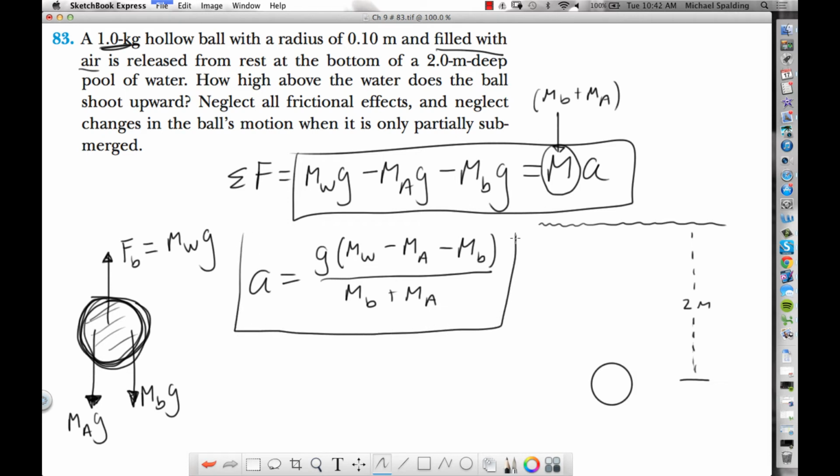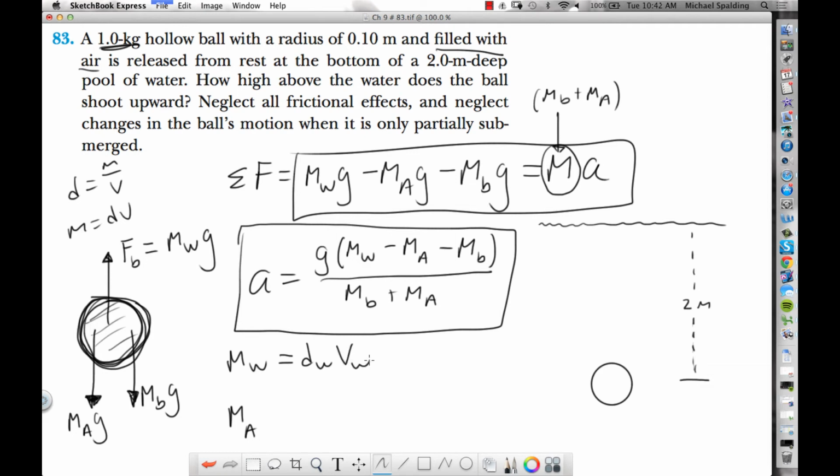Before we can do this equation, there are two things we have to find: the mass of the water and the mass of the air. What's the density equation? Density is mass over volume, so mass equals density times volume. The mass of the water is density of water times volume of water. The mass of the air is density of air times volume of air. So we have to find the volume of the sphere.